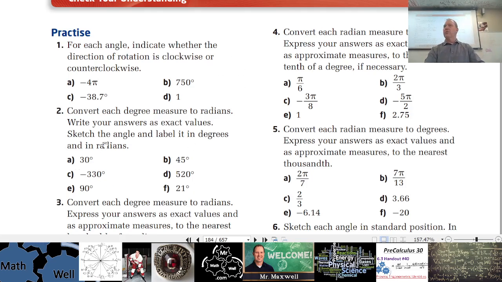Anybody have any trouble with number 2? When you convert to radians, you multiply by what? 180 over pi or pi over 180. Which one? Pi over 180, because you want degrees on top that you're given and degrees on the bottom to cancel out. So you do 30 times pi over 180 and you simplify, guys.